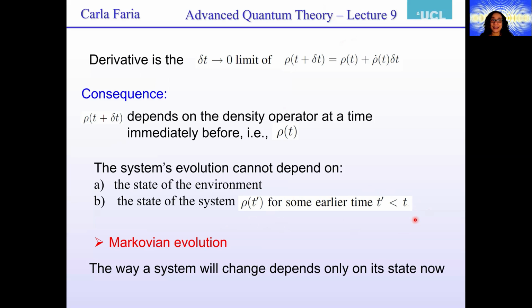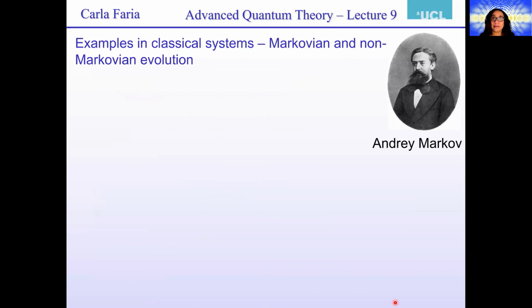which is something we have derived and stipulated here, we have something that we call Markovian evolution. And this means that the way a system will change will depend only on its state now, not on something that is happening before that, and not on something that is maybe being influenced by an environment. The environment is not playing a role, and the previous configurations of the system are not playing a role either. So this is what we call Markovian evolution.